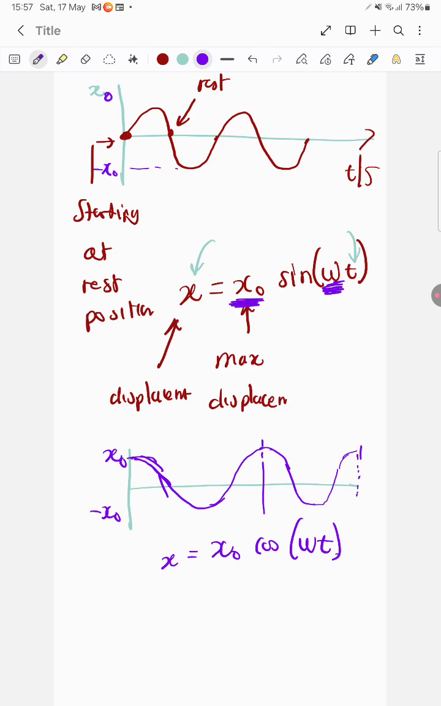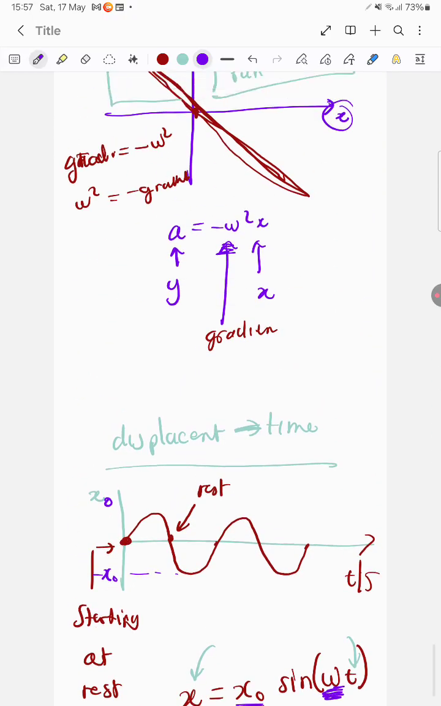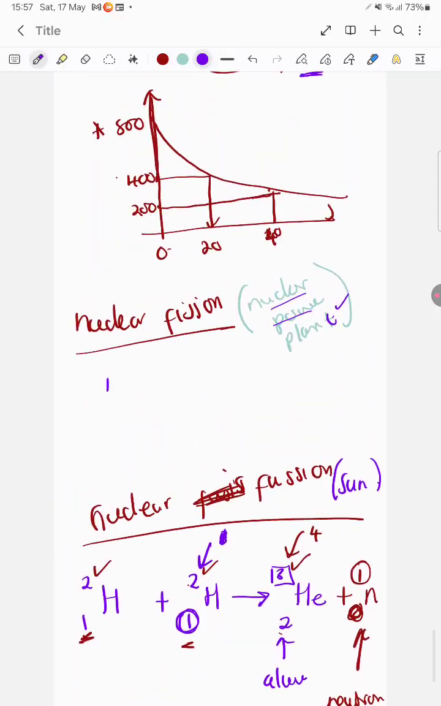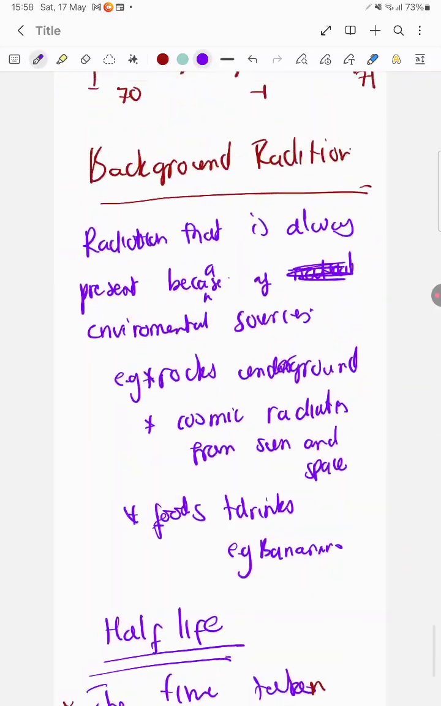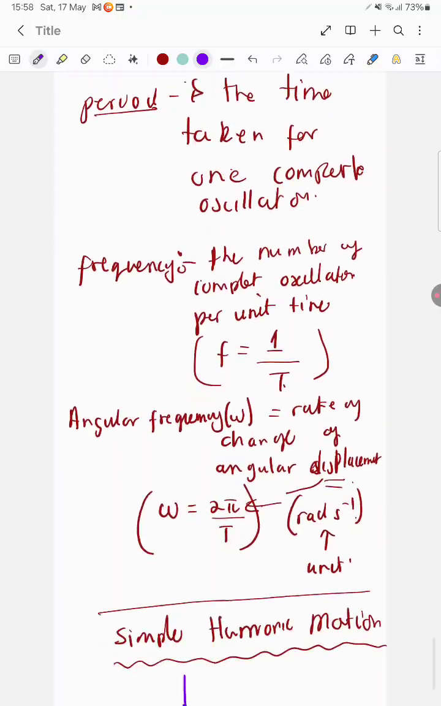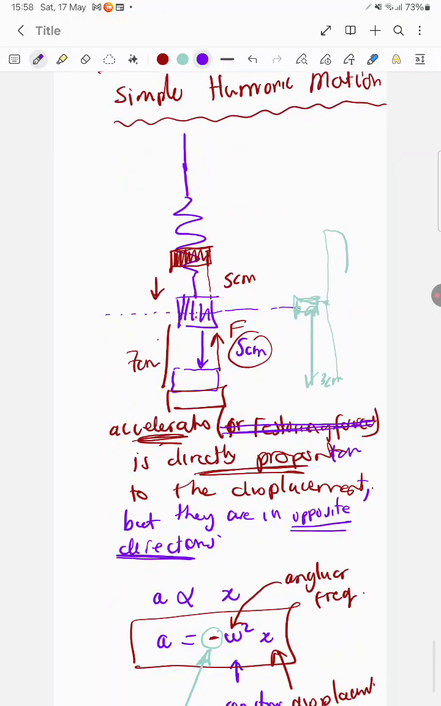Now, if I was to ask you, when do you expect the spring to be moving fastest? Let's look at the spring again. Is it fastest here at the start? Is it fastest here in the middle? Yeah, I'd say it's fastest in the middle.